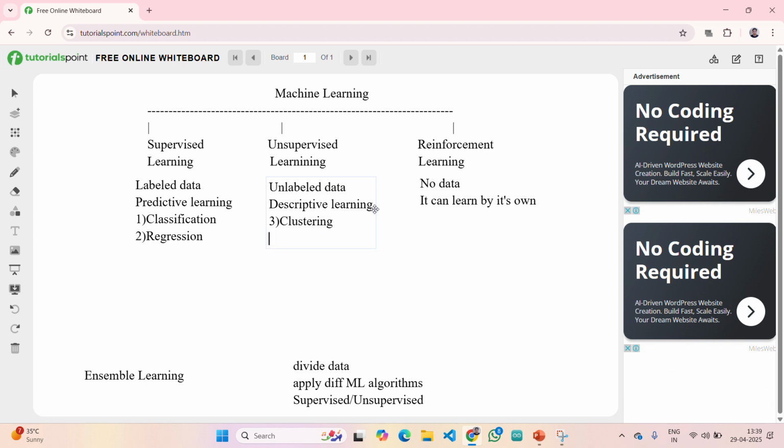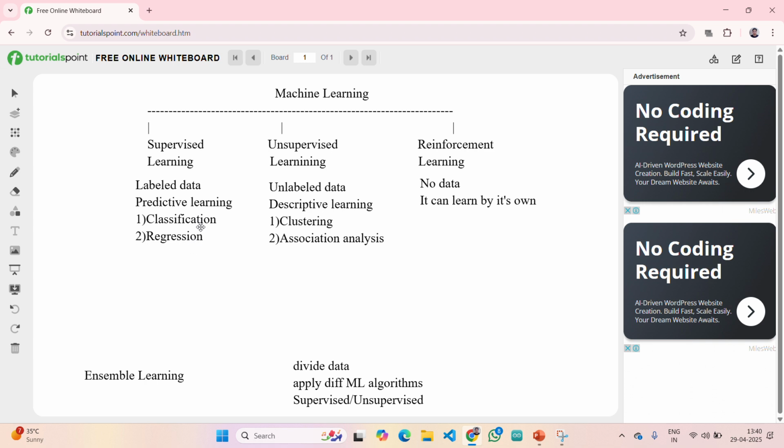Now again coming back to unsupervised learning, here one we have is clustering, let me mention it as one. And here we will have association analysis. These are the types in unsupervised. For reinforcement, we do not have any sub-algorithms. So now let us see one by one.